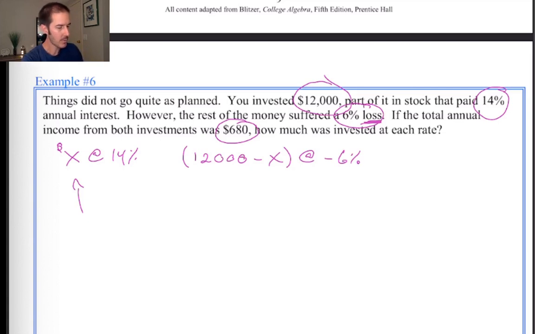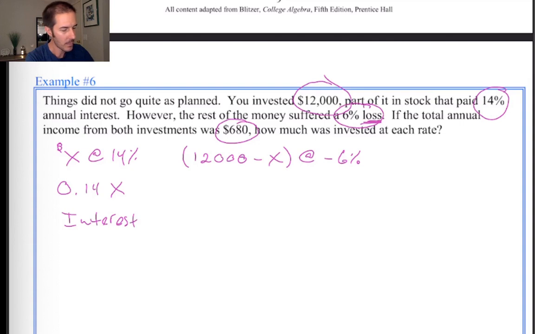Now, if we knew what these dollar values were, how would you determine the amount of interest earned, say, at 14%? I would take my amount of money invested and multiply it by 0.14. So there's 0.14 times X. This is an amount of interest.